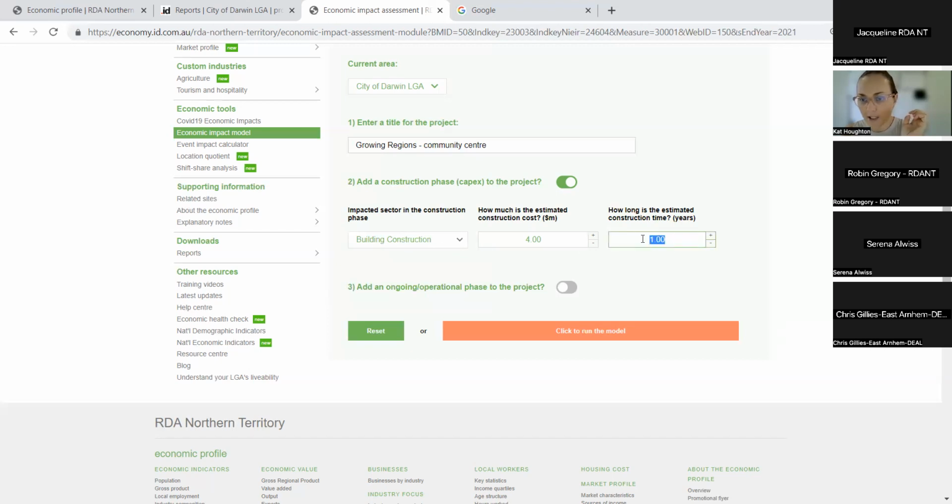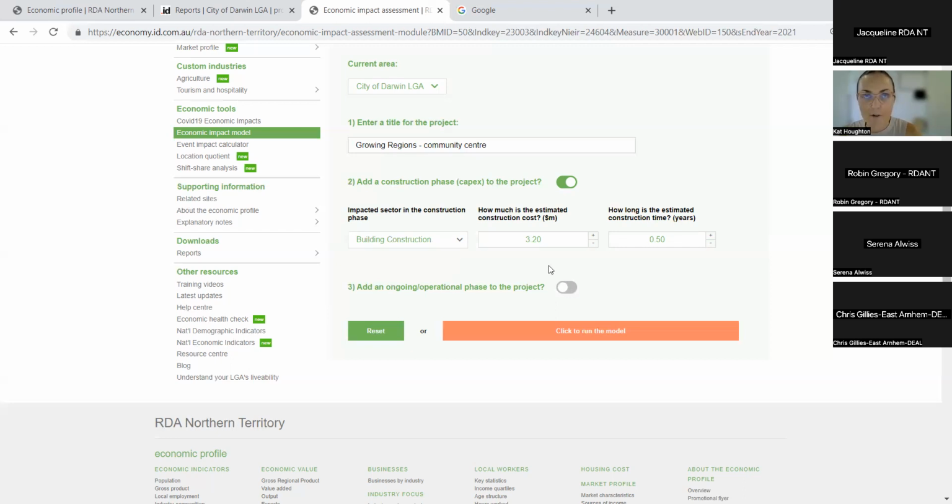Now, the project was to take 6 months. So I'm just putting in here 0.5 because it was half a year to build this particular project. It was actually going to be 3.2 million, so I'll put in 3.2 million there for the construction costs. Okay, so it's that simple. It's literally, what is the project? How much does it cost? And how long is it going to take to build?